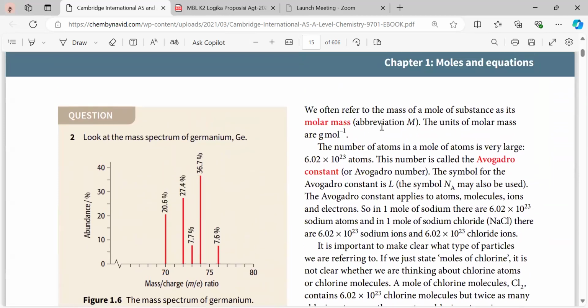So you often refer to the mass of a mole of substance as molar mass. So the abbreviation is M. So you have probably also encountered this a lot when doing any kind of chemistry problems right there. So M, capital M.